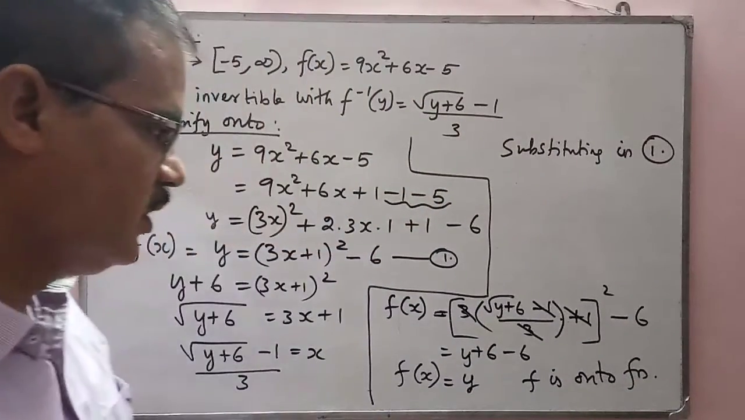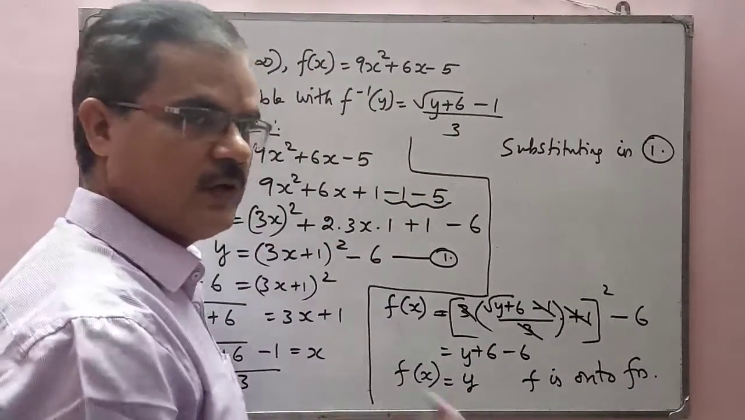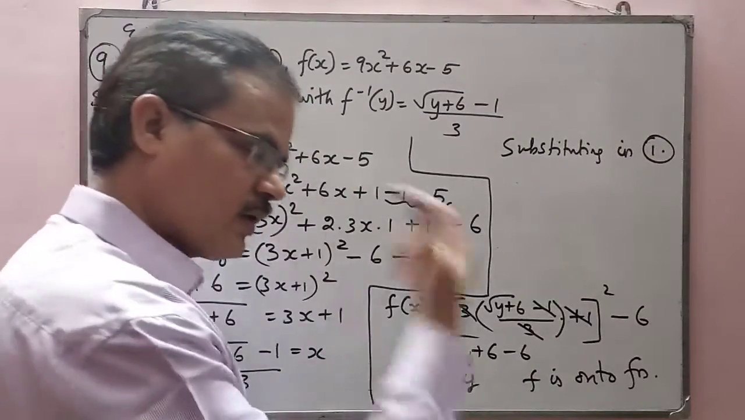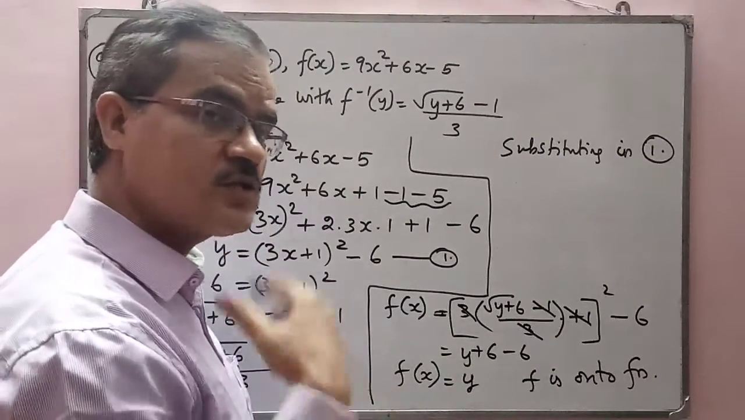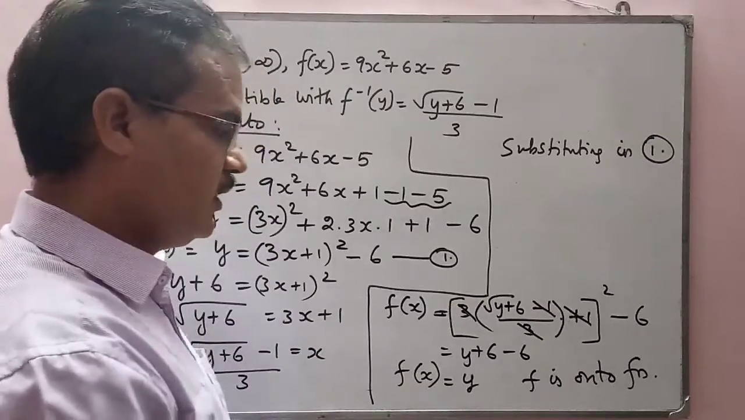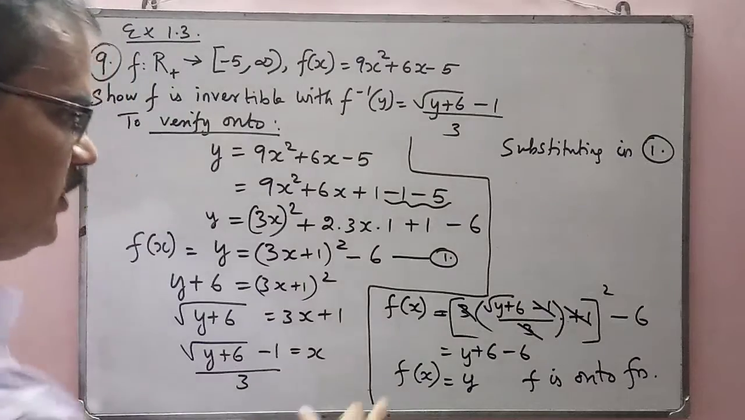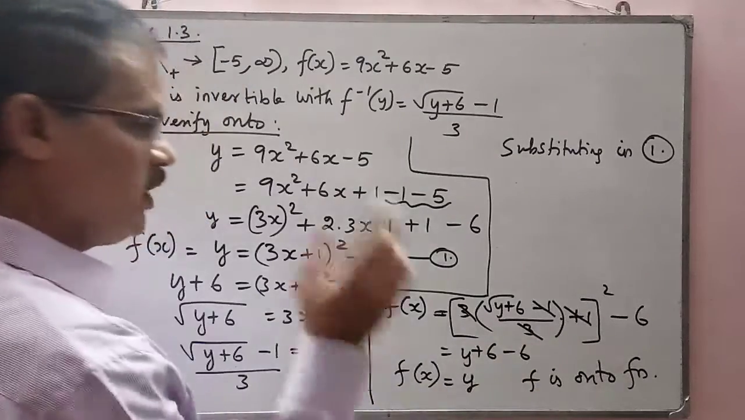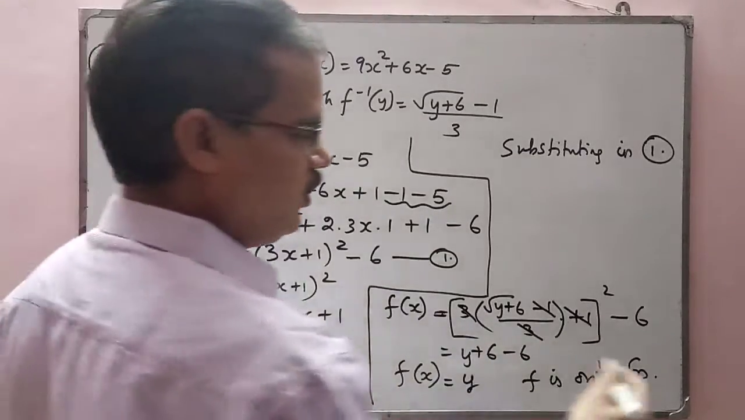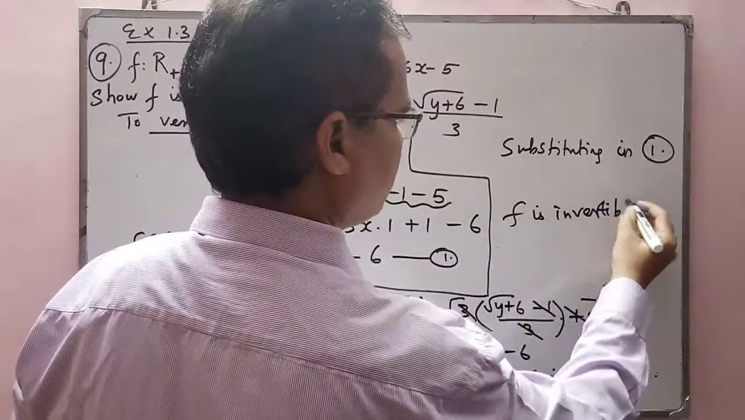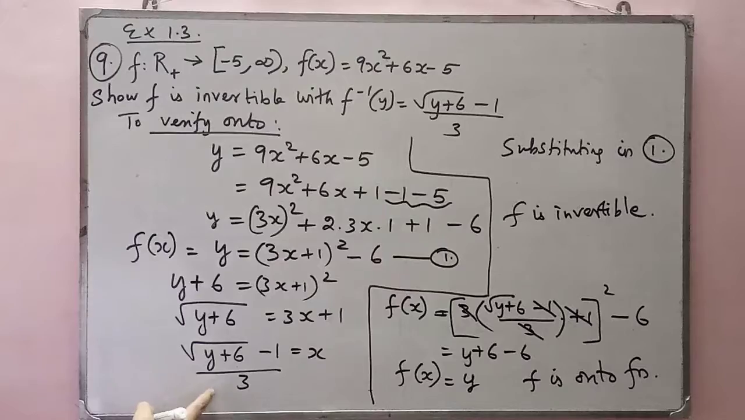f is an onto function. Why? Because we know the rule: for every y belonging to capital Y, that is your codomain, there exists an x belonging to capital X, which is the domain, such that f of x equals y. This is the definition I have given in all the questions. f of x equals y, so f is an onto function. So we have proved one to one and onto. Therefore f is invertible. This is your final answer.